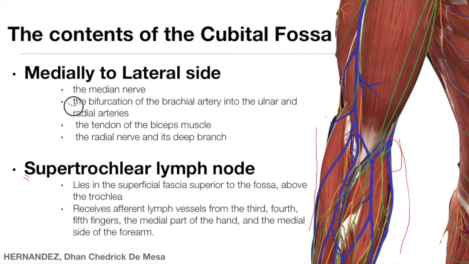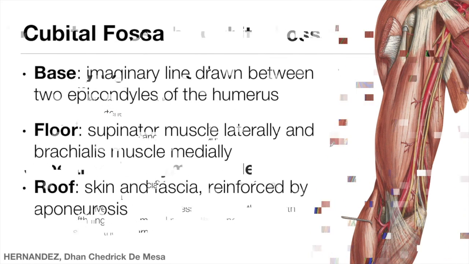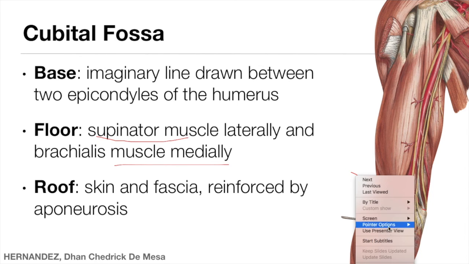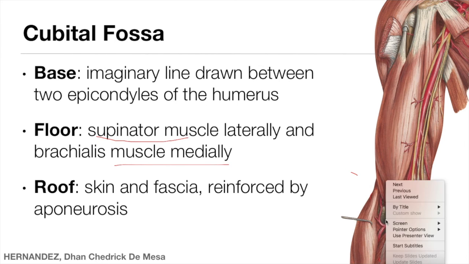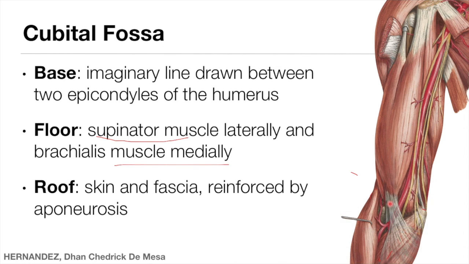So just to show you this bifurcation first. Previous. Ito siya, okay? So that bifurcation of the brachial artery is actually this portion. Yan. This portion. This is the brachial artery, and it bifurcates into the ulnar artery and the radial artery. Okay.